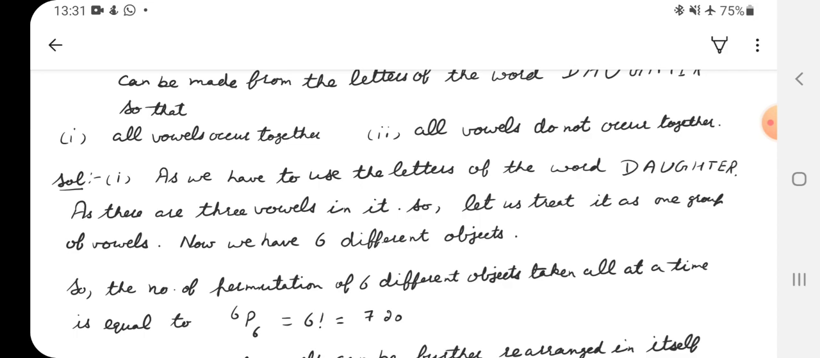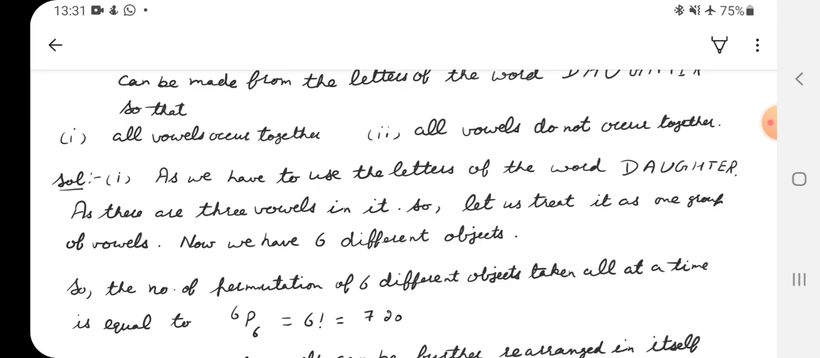So the number of permutations of 6 different objects taken all at a time will be 6P6. You all know 6 objects are there, and 6 we are taking at a time. So what will it be? 6P6 is always equal to 6 factorial. So 6 factorial is equal to 720. So the total number of ways of arranging our words will be 720 with vowels occurring together.